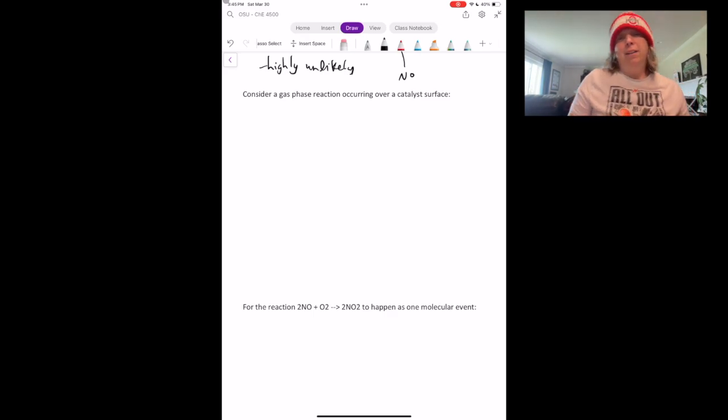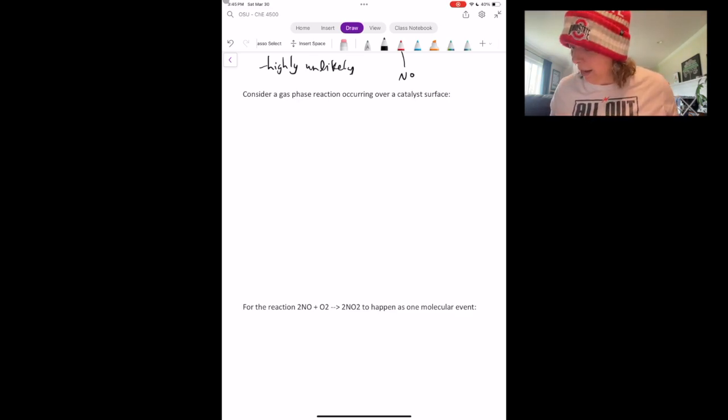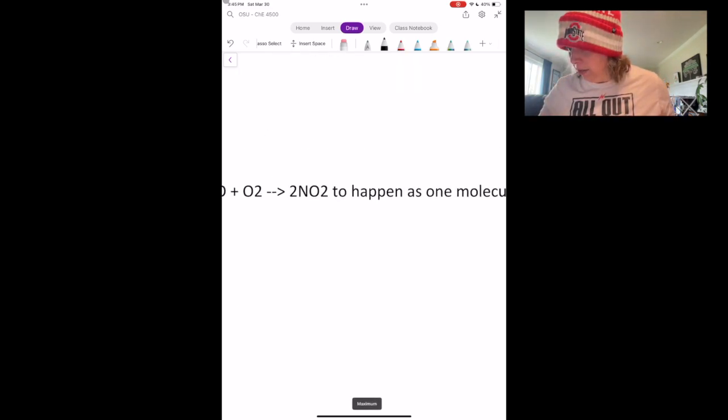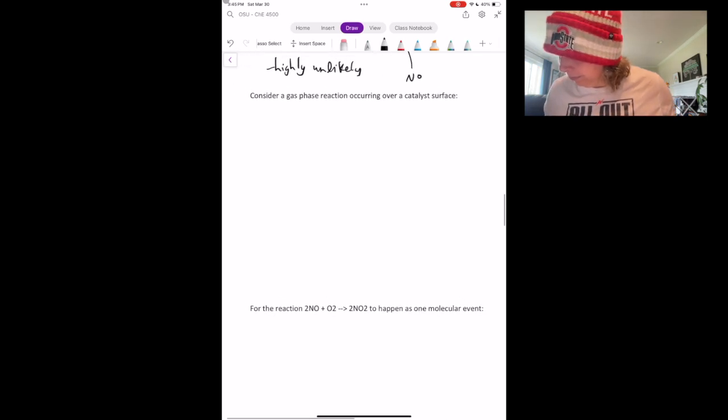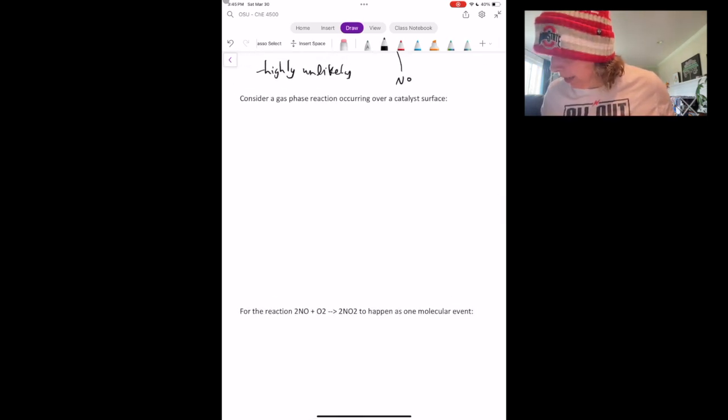All right, so let's attempt, as a thought experiment, to make it a little bit easier. Now this same gas phase reaction is going to happen over a catalyst surface. So I'm going to draw a catalyst surface here.